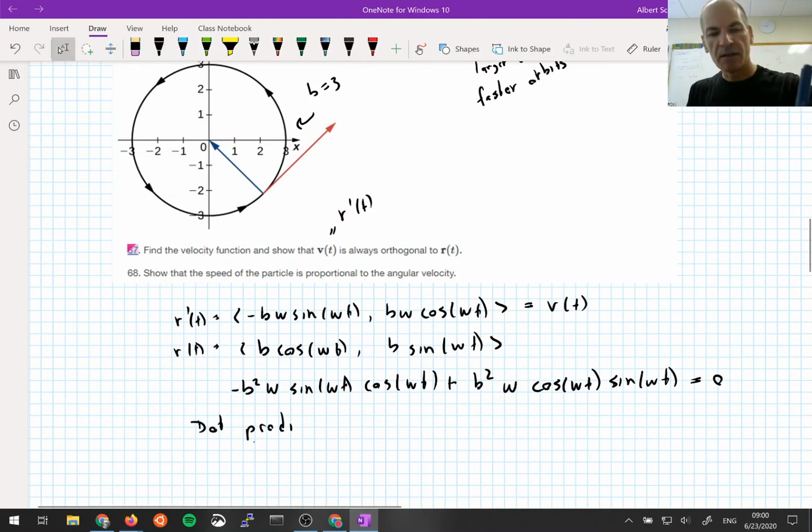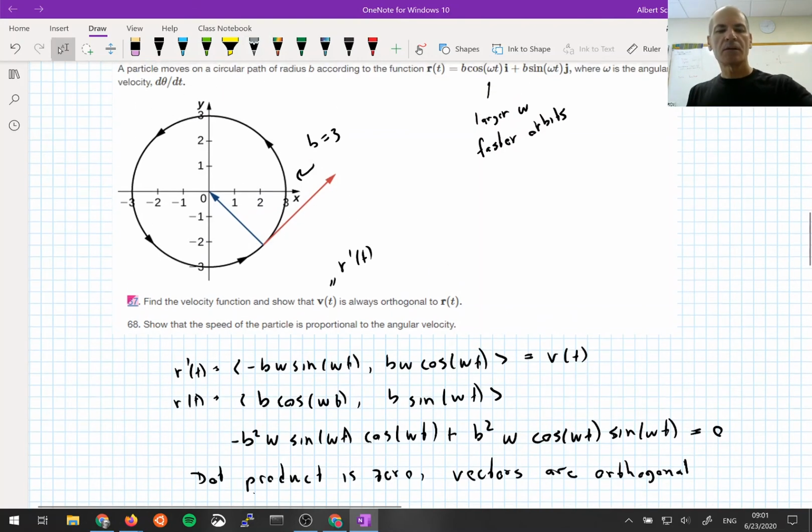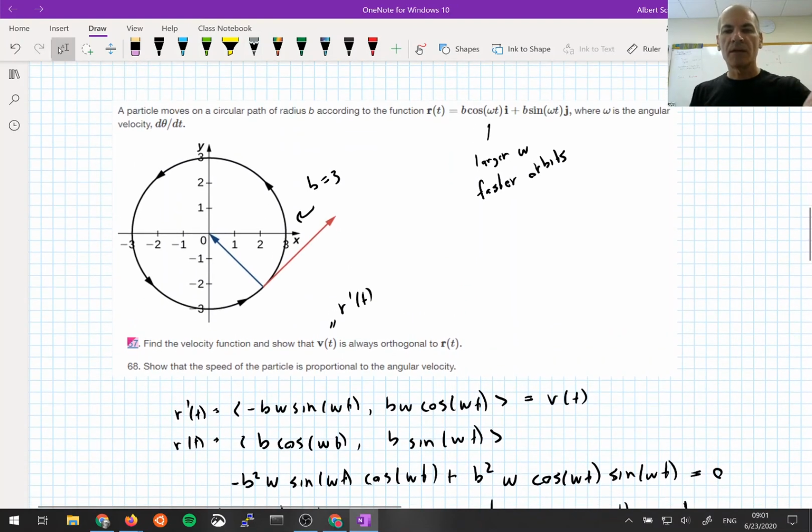What does that mean about these two vectors? The vectors are perpendicular, or orthogonal, I guess is the word that we're using today. Same thing. So what we see is that in this uniform circular motion, the tangent vector is perpendicular to the position vector, and we can see that here in the form of a right angle. Makes sense.